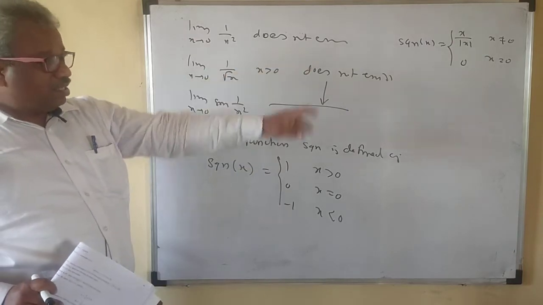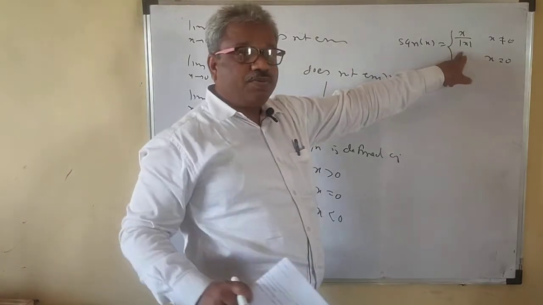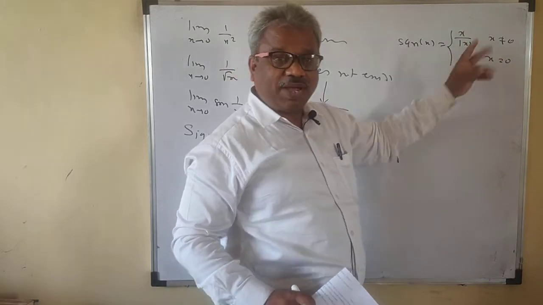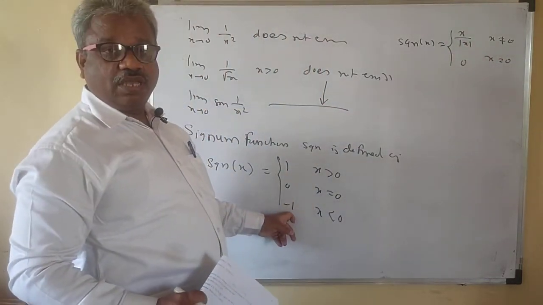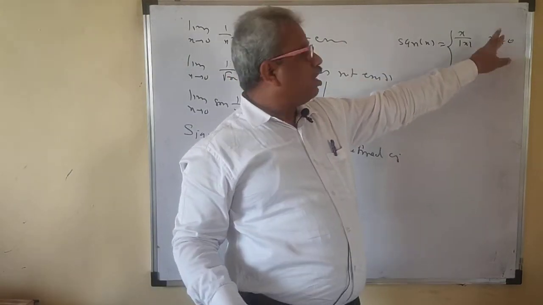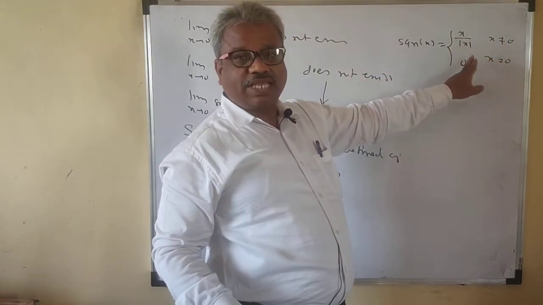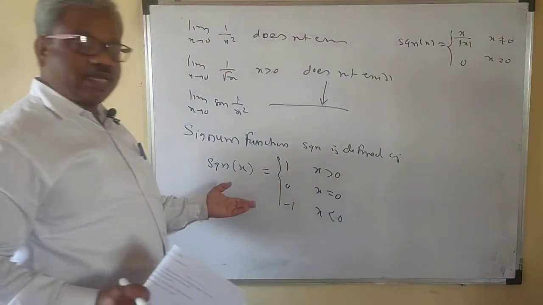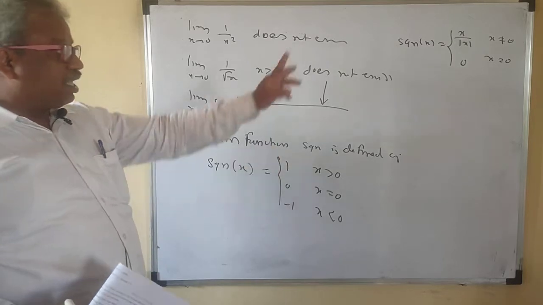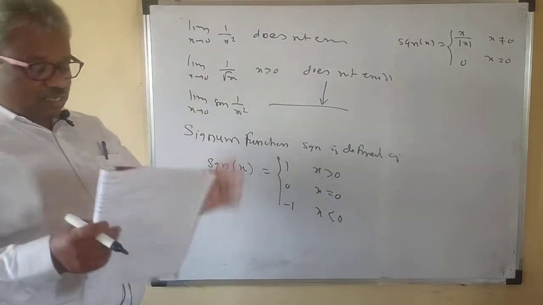x upon mod x. Because what? If x is negative, then mod x is minus x. So x upon minus x is -1. See, x not equal to 0 means x is less than 0 or greater than 0. If x is greater than 0, then mod x is x, so the x's get cancelled, right? Then this is 1. So both the definitions are the same now.